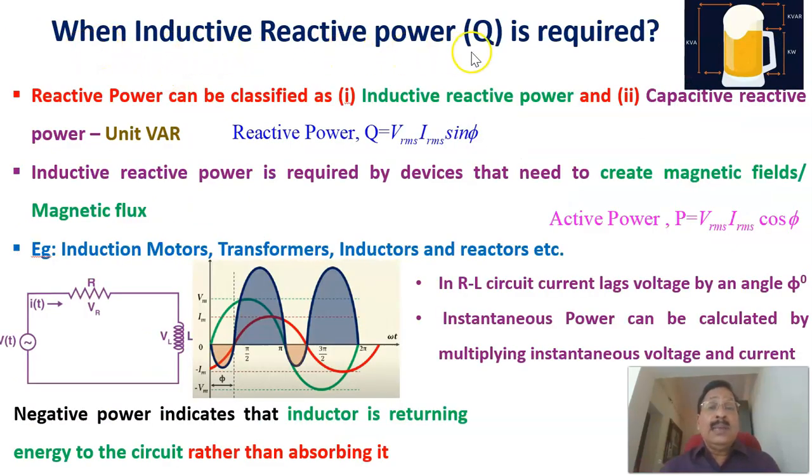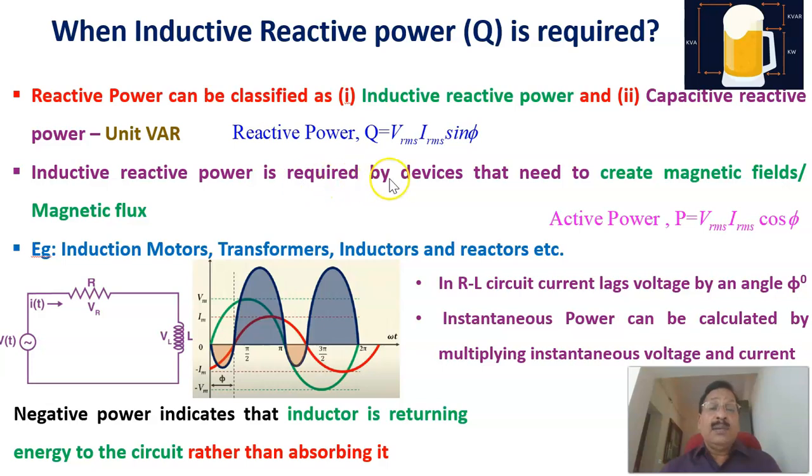In what condition or in what cases is reactive power Q required? The reactive power can be classified into two types. One we call inductive reactive power, and the other is called capacitive reactive power. The unit of both is reactive volt-amperes. And the reactive power equation is given by Vrms into Irms into sin phi. This is the reactive power.